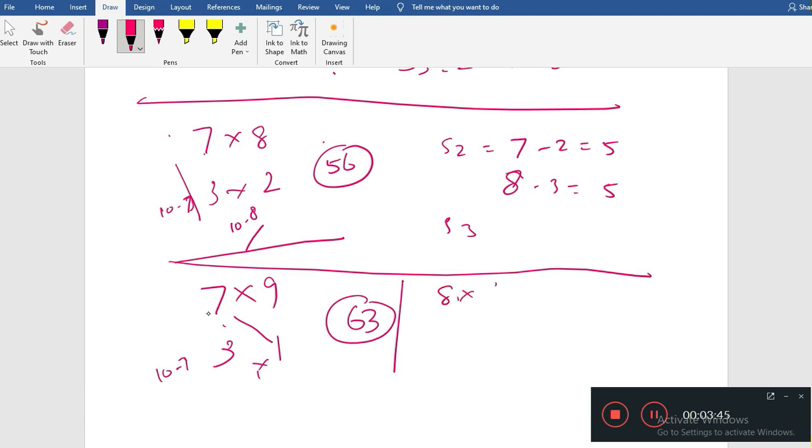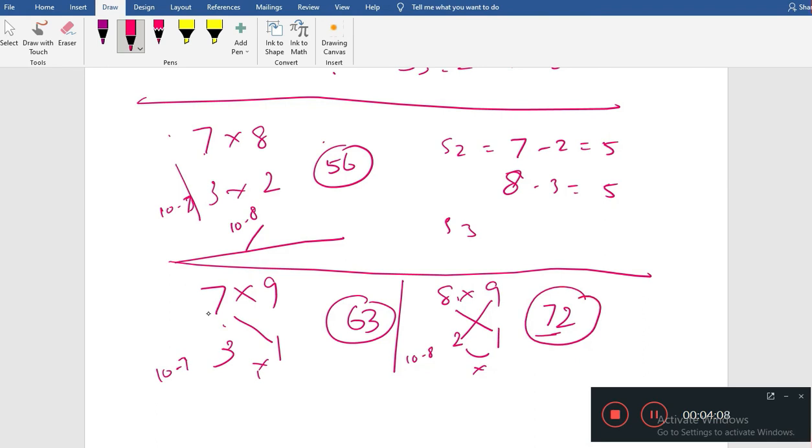So, 8 into 9 we will take. That is 10 minus 8 is equal to 2, and 10 minus 9 is equal to 1. 8 minus 1 is equal to 7, and 9 minus 2 is also equal to 7. So, we write it as the common value. Then 2 into 1 is equal to 2. So, 9 eights are 72.